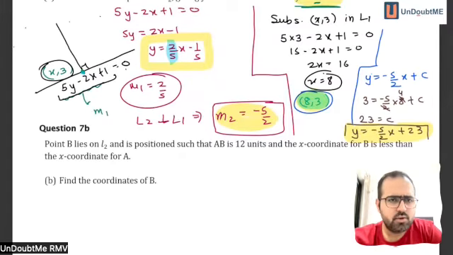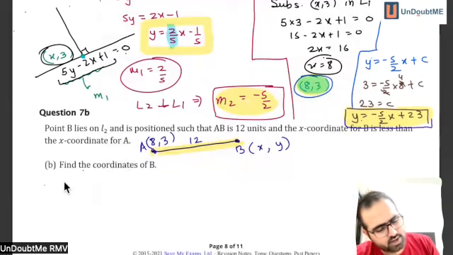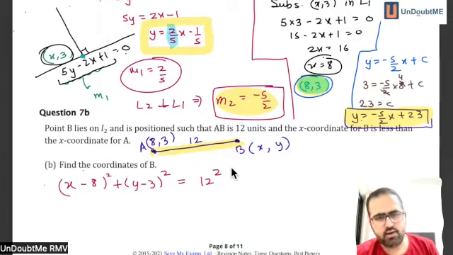And if it is done, let me know. I repeat the process. First, we will be using the distance formula. If I apply that, I will get (x minus 8) whole square plus (y minus 3) whole square is equal to 12 square.